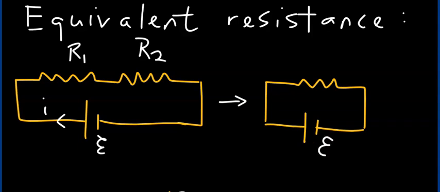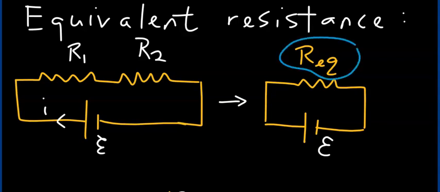So this is the same battery with the same EMF E. Let's assume the resistance of this single resistor is Req. The question is, if you want these two circuits to be equivalent to each other, what must the value of Req be in terms of R1 and R2? If you want the two circuits to be equivalent, the same amount of current must be in the second circuit that's coming out of the battery, namely I.